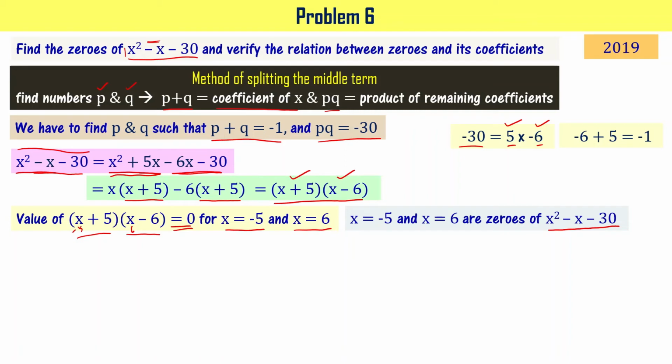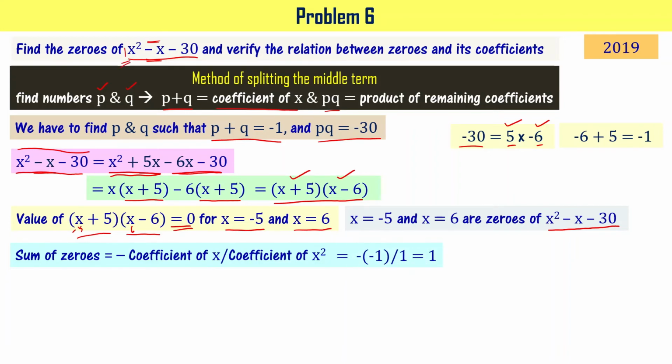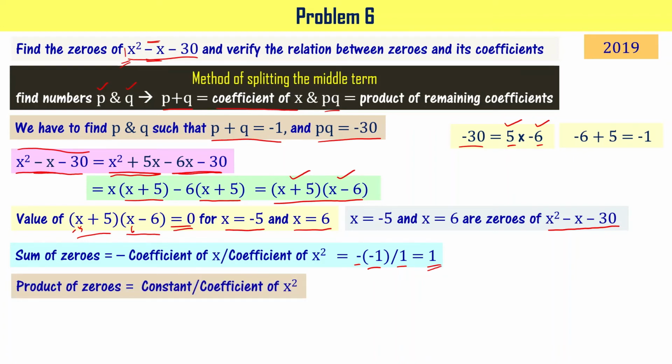We know from the polynomials chapter that the sum of zeros of a given quadratic polynomial can be written as negative of coefficient of x divided by coefficient of x square, right? The coefficient of x is minus 1 here and the coefficient of x square is 1. So let's substitute that, so I can write it as minus of minus 1 divided by 1, that is equal to 1. And the product of zeros can be written as constant divided by coefficient of x square. The constant is minus 30 here, right? The coefficient of x square is 1. So let's substitute that. So the product of zeros is minus 30.